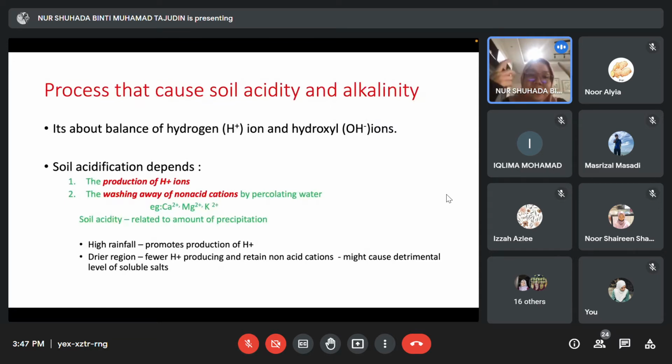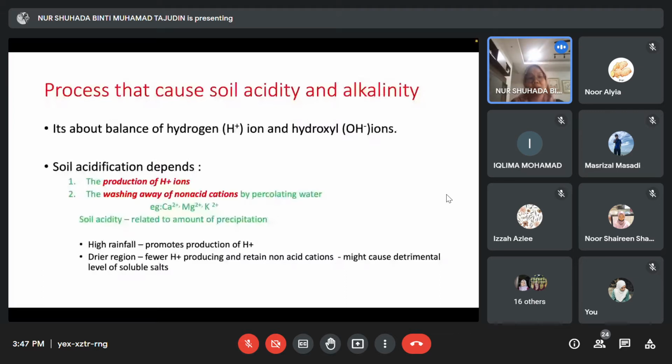So acidification means that there is addition of H plus into the soil environment, kan? One. Number two is because of the loss of cations. Cations ni dia brings alkaline punya properties. So when the cations are washed away, it will cause the soil to become acidic.